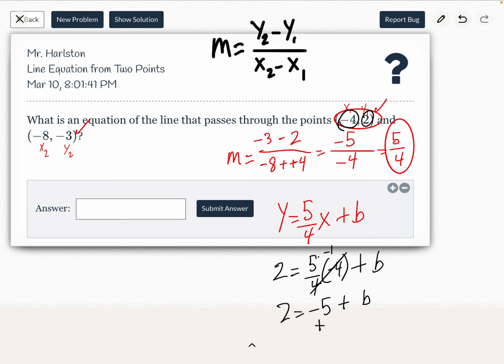And then we just simply add 5 to both sides. That's going to cancel, so we're going to be left with b equals 7. So the y-intercept is going to be 7. So we would write this equation: the slope is 5 over 4, x, plus a positive 7. That is our answer. Okay, let's do one more.